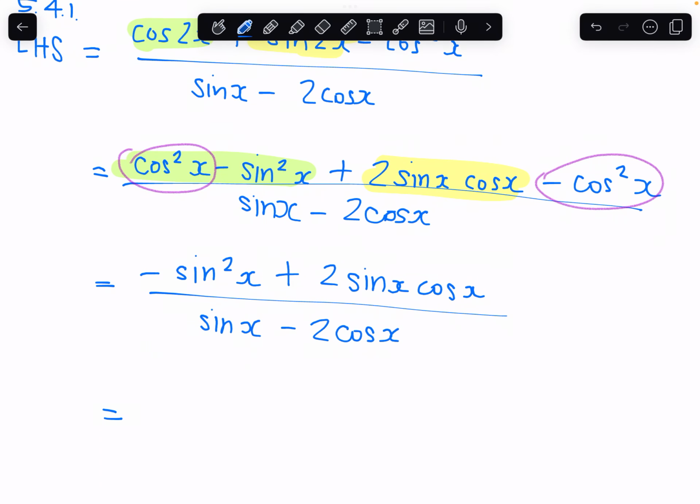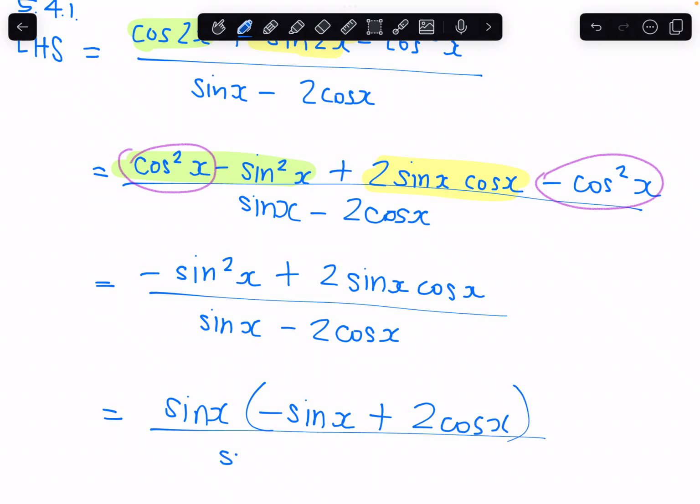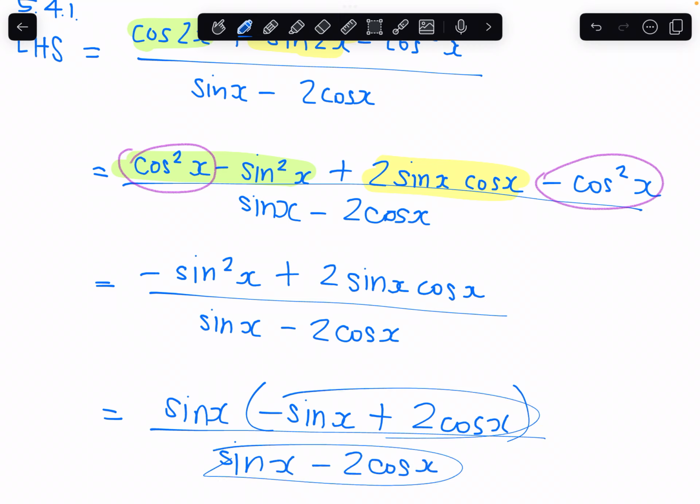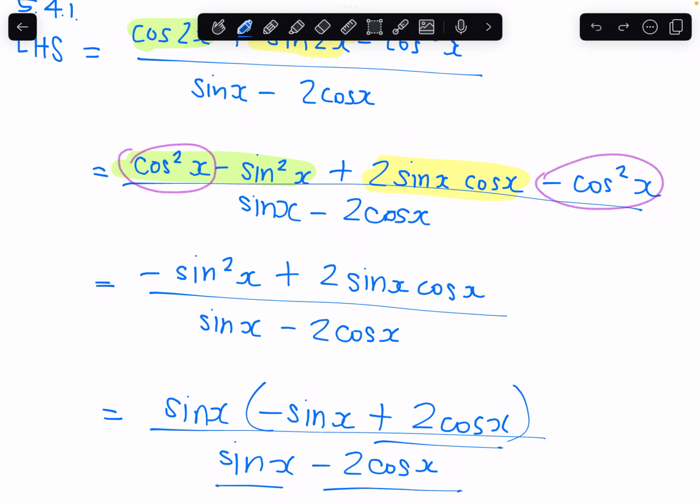And so I can see a common factor that I can take out. This has sin x times sin x, this has a sin x, so we can factor out sin x. So then I'm left with negative sin x, and here I'm left with 2 cos x. So we can now see that there's something similar about these two. But the difference is that this is a positive sin x and a negative 2 cos x, whereas here we've got a positive 2 cos x and a negative sin x. We've got the signs the other way around.